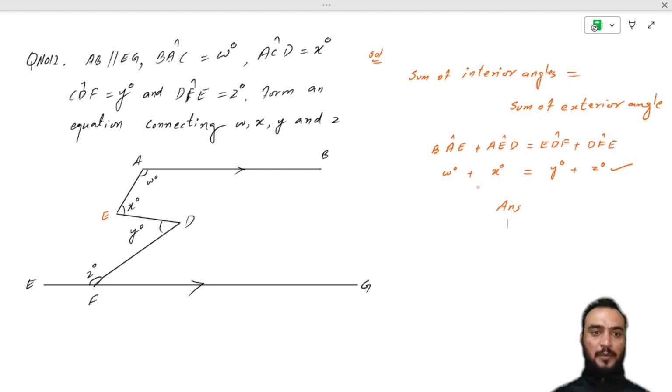So this was question number 12, and with question number 12, the chapter on points, lines, and planes ends. I will start a new topic in my new playlist.